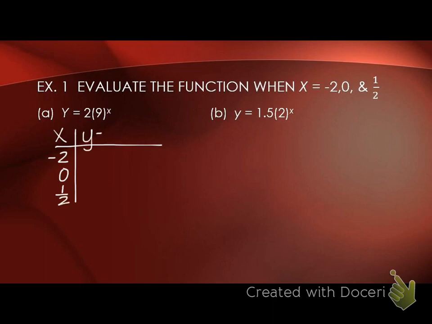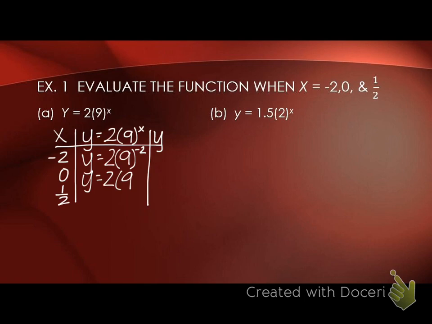We know that our function is y equals 2 times 9 raised to the power of x. And of course, once we plug this in and work it out, we're going to end up with our y values. Now, let's plug those values in. Y equals 2 times 9 raised to the -2 power. Y equals 2 times 9 raised to the power of 0. And y equals 2 times 9 raised to the 1/2 power. Now get your calculators out, and let's think about the order of operations. The order of operations, please excuse my dear Aunt Sally, says that I have to do what first in this function?